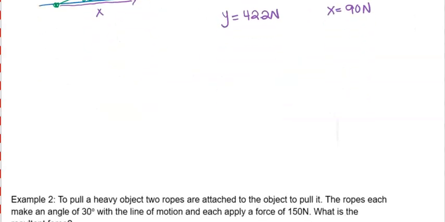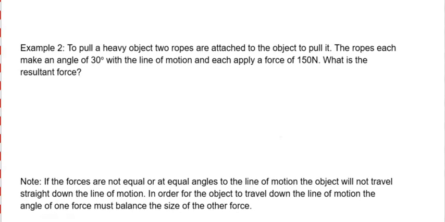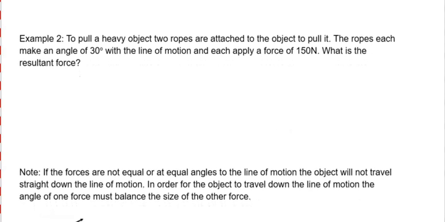Let's look at a different example. Let's say we're going to pull a heavy object using two ropes that are attached. The ropes each make an angle of 30 degrees with a line of motion and each apply a force of 150 newtons. What is the resultant force vector?